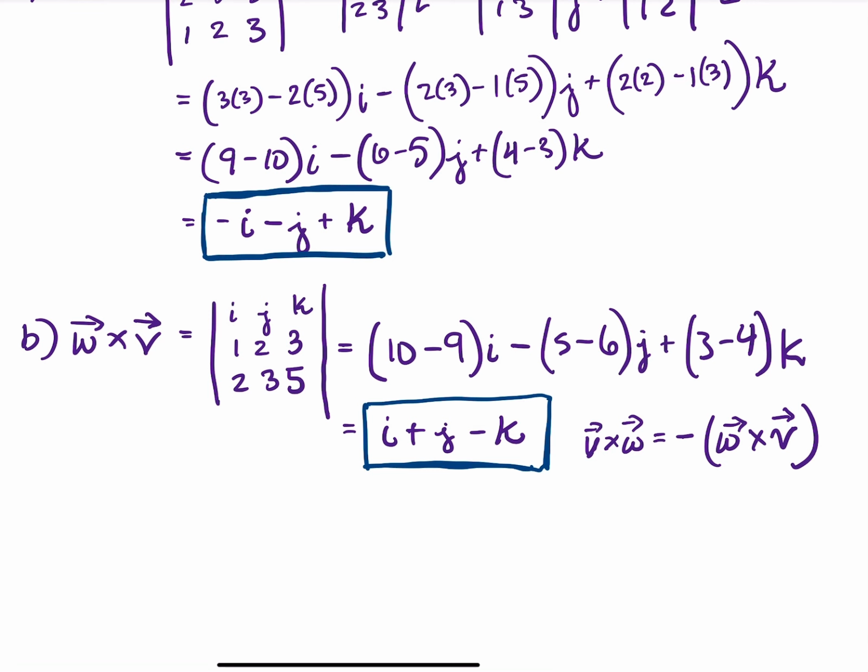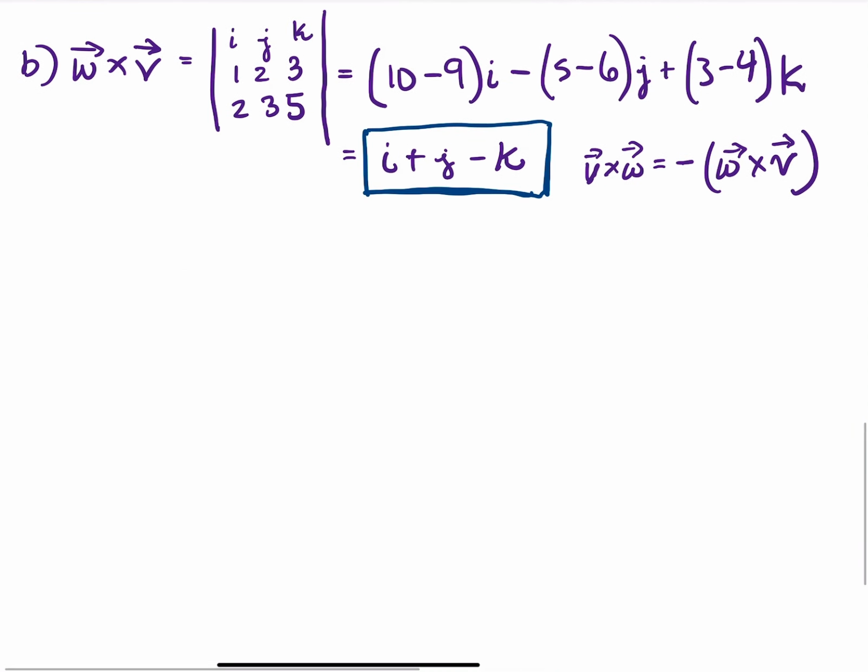So how about if we cross a vector with itself? Part C asks us to do V cross V. So what would happen here? V was the vector 2, 3, 5. So let's go through that same process. I'll have I, j, k. This will be 2, 3, 5, 2, 3, 5.